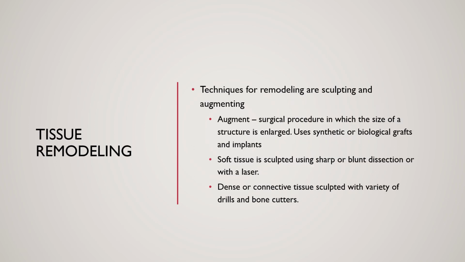All right, when we're talking about tissue remodeling, we're talking about techniques for sculpting and augmenting. And just remember as a term, augment is the surgical procedure in which the size of a structure is enlarged. All right, we can use synthetic or biological grafts and implants for this. Soft tissue, when we're sculpting, is sculpted using sharp or blunt dissection, or it may be done with a laser. And dense or connective tissue is usually sculpted with a variety of drills and bone cutters, depending on what we are working on.